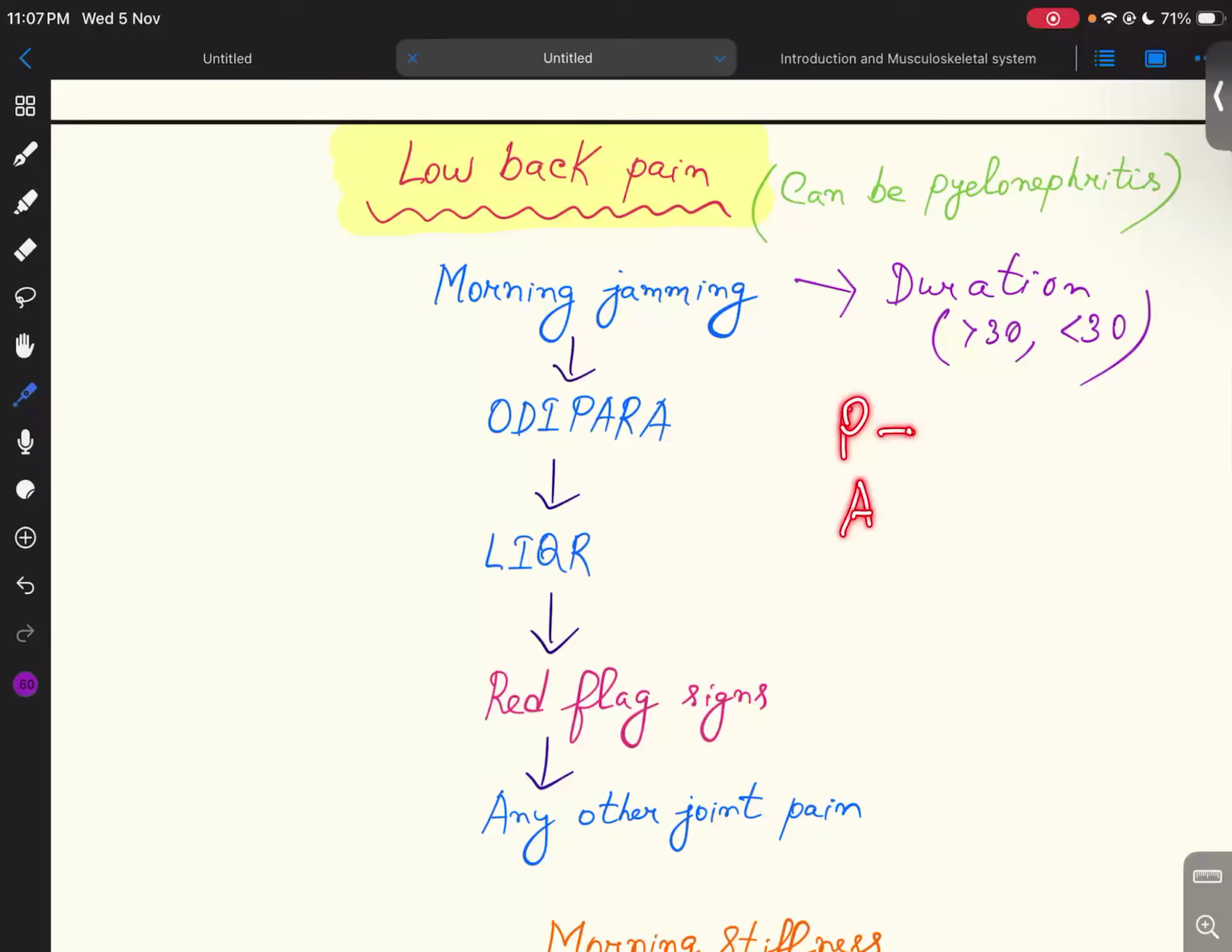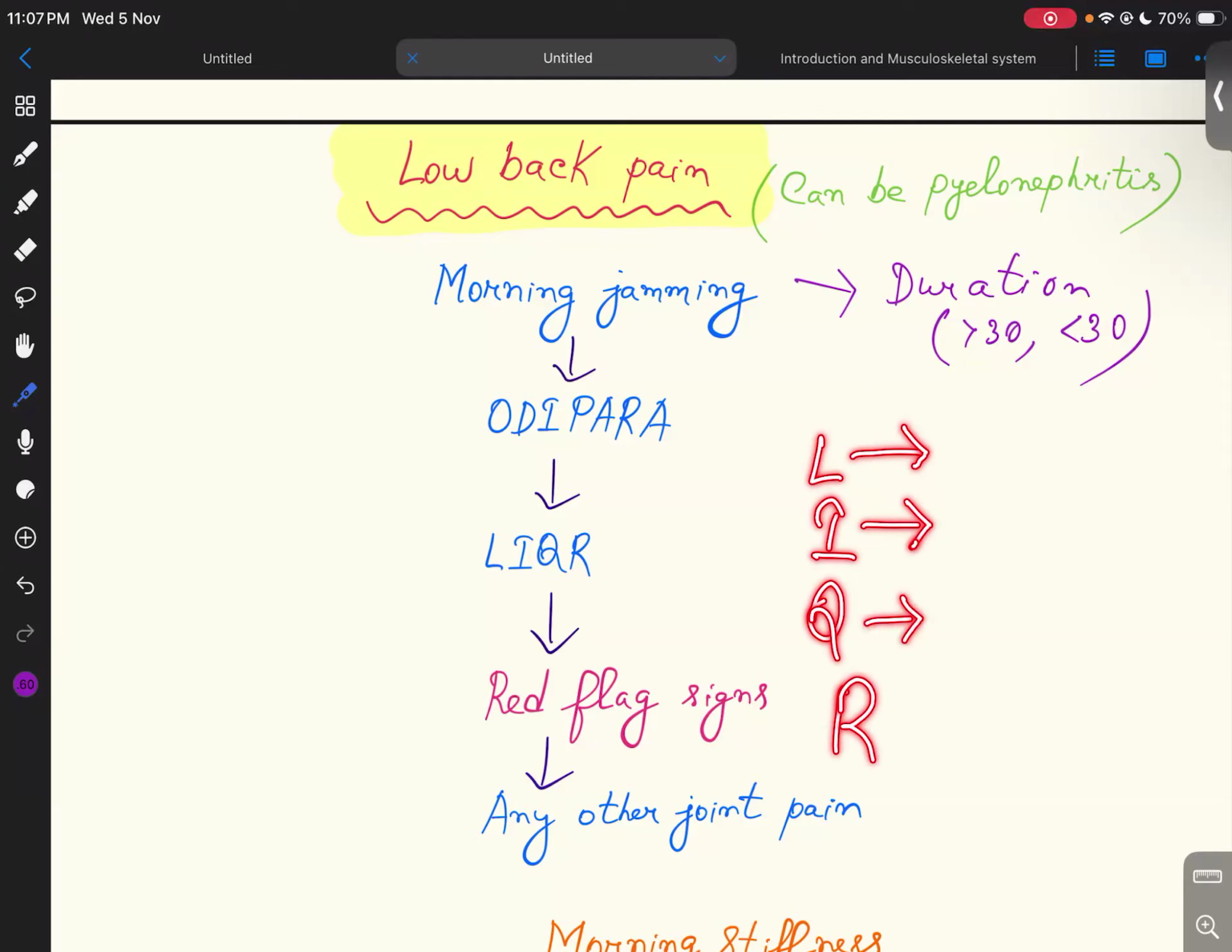Then A and R go for aggravating factor and relieving factor. We have to ask, have you noticed anything that increases or decreases the symptom? Then we have to analyze it using the mnemonic LICOT, that is location, intensity, quality, and radiation. We have to identify the site of the pain. We have to identify the intensity of the pain. We have to tell the patient, 1 being the lowest, 10 being the highest, how will you score it?